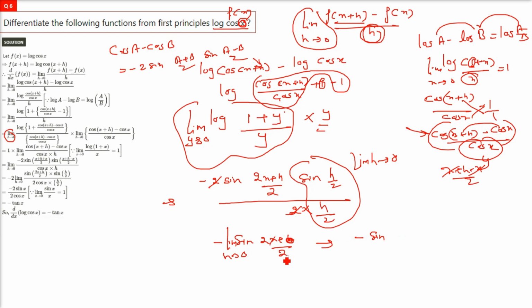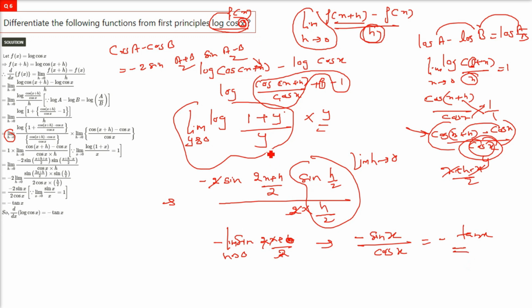So you have a sine x here, and if you remember, we have a cos x in the denominator also. This cos x was in the denominator. So right now, this is the time to have this cos x in the denominator. Minus sin x by cos x. Sin x by cos x is tan x. So this is tan x. Final solution of the differentiation of log cos x is negative tan x.